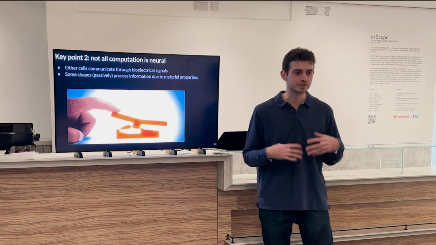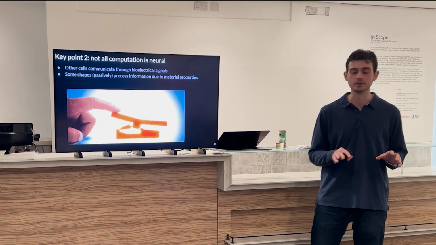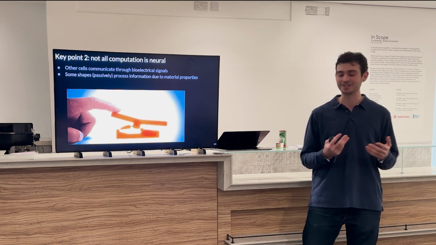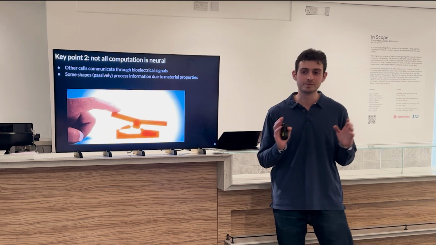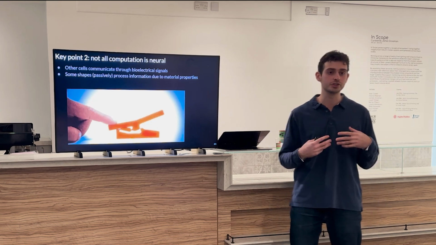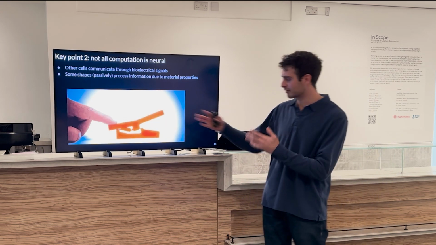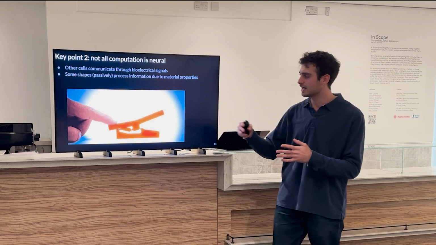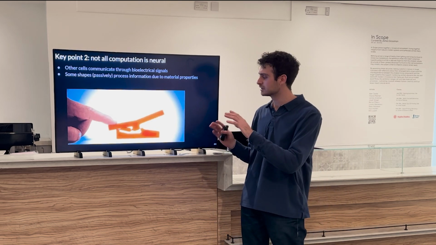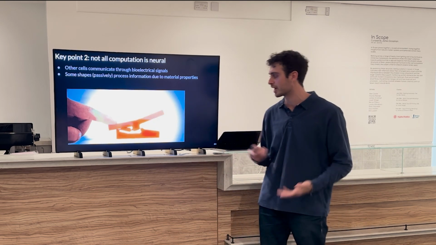So that leads nicely on to the next point, that actually not all computation being done is neural. Other cell types can communicate through bioelectric signals. And even dumber than that, some shapes and materials, passively, just due to their properties, can process information. We have things like compliant mechanisms, where a material can have different stable states between which it can latch. So we have this kind of binary switch effect.